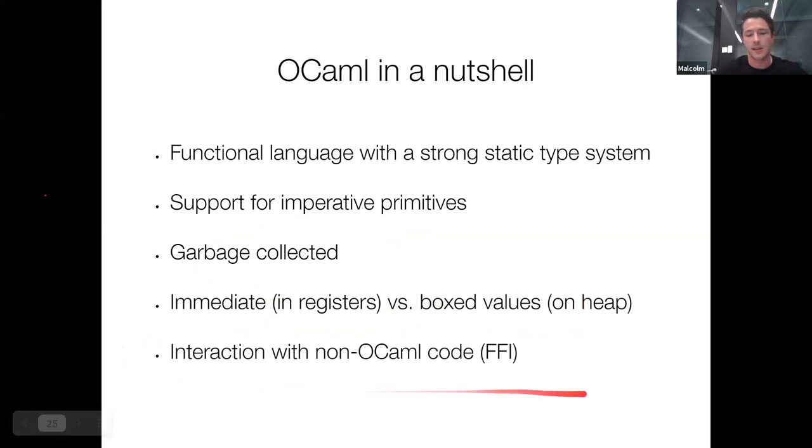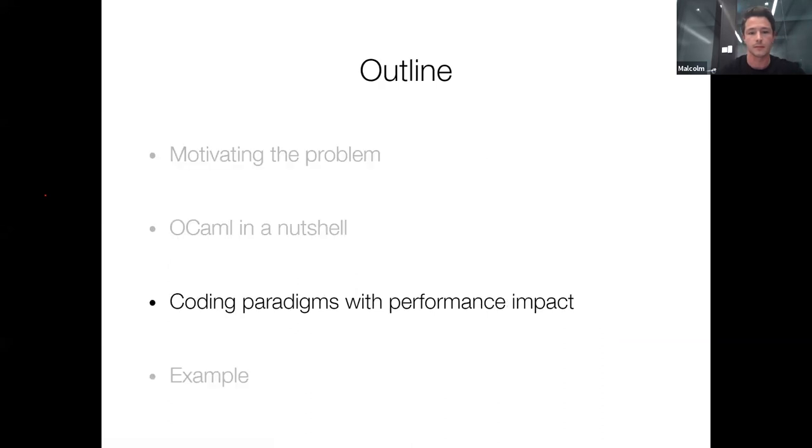Another important thing is OCaml has really good support for calling external functions, particularly in C, in a pretty low overhead way. And once you've written your OCaml interfaces, it's quite convenient to program with this external C code. Okay, that's OCaml in a nutshell. Now we're gonna look at some specific coding paradigms in OCaml.